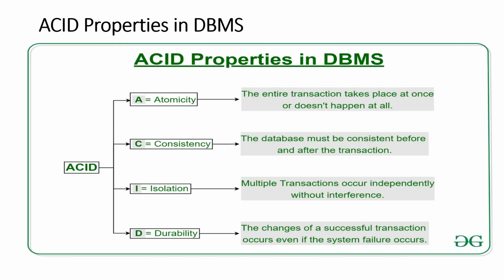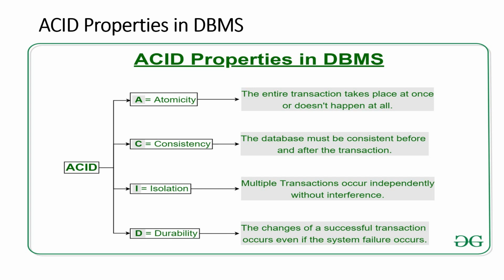And the ACID properties are mentioned in this diagram. The first A is Atomicity, C is Consistency, I is Isolation, and D is Durability. We will talk about each of these properties one by one.